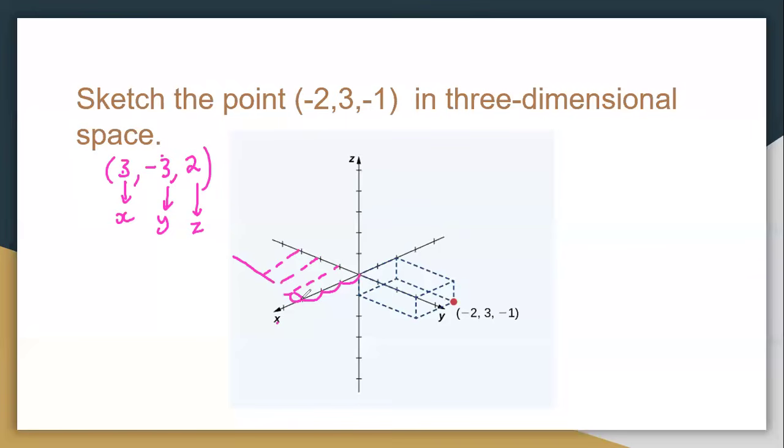When we reach here, we are going to move in the Z, but Z is positive, so we shall move up. How many steps? 2 steps. So along the Z, this is 1 step, and this is the second. So I'll move 1, 2. My point is going to be somewhere here, somewhere there.